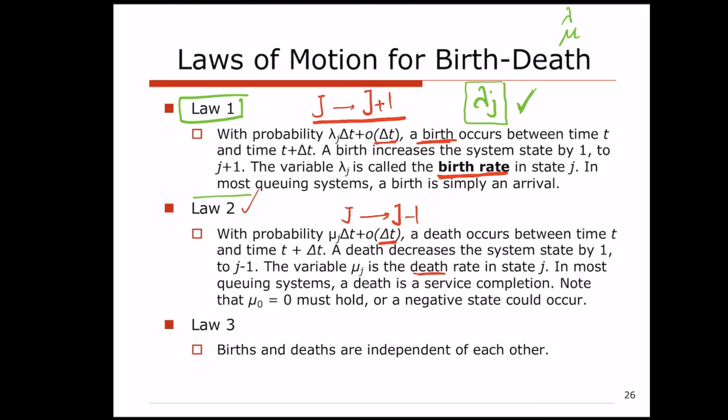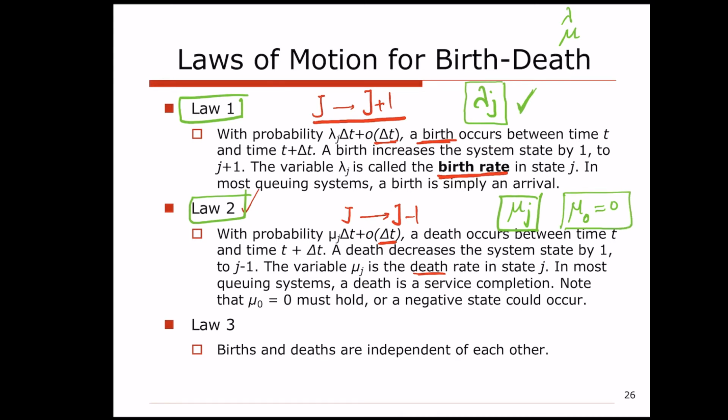And for law 2, we assume that if there are j people in the system, then mu j shows the rate of departure from the system. Here as well, the rate of departure depends on how many people are already in the system. When there are 0 people in the system, mu 0 is 0, obviously, because there is no one to leave. So the rate of departure at state 0 is 0.